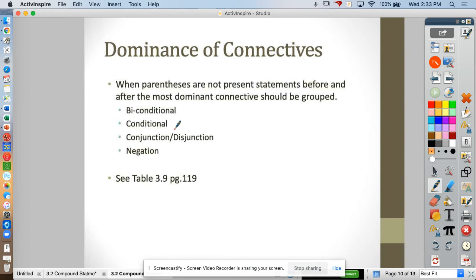Conditionals, and that would be your if-then statements. And then you would do conjunctions and disjunctions. And so ands and ors have the same level. And then you do negations. So what you're looking at here is if there's no parentheses, which things are going to go together? So you would put a biconditional together. You would put a conditional. You would break them up here at these points.